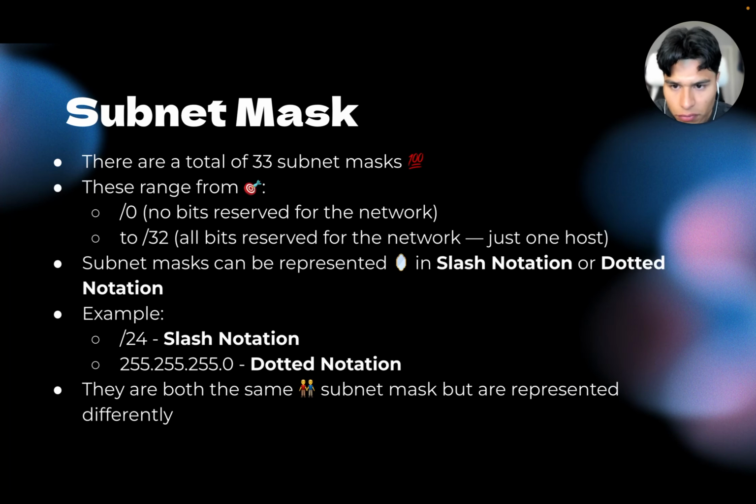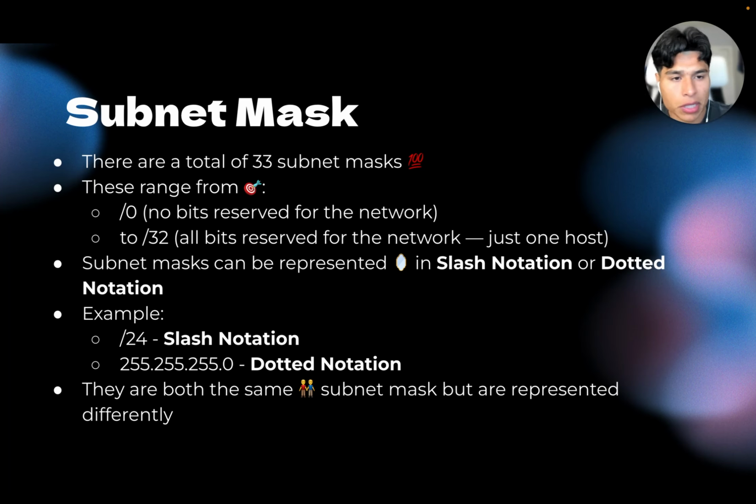So there are a total of 33 subnet masks. These range from /0 to /32. /0 means that there's no bits reserved for the network. A /32 means that all bits are reserved for the network, so there's just one host.